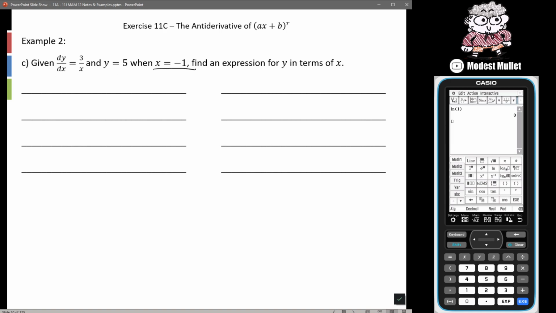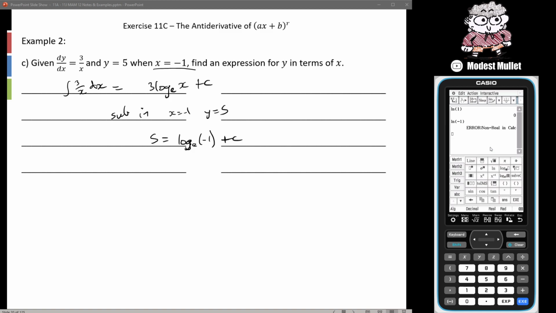Okay. Let's do it again, but we're told x is equal to -1. So the integral of 3 on x dx is equal to, we figured out, 3 log base e of x plus c. We're going to sub in x equals -1, y equals 5. So we get 5 is equal to log to the base e of -1 plus c. So log to the base e of -1, I don't think that has a solution. Yes, it has no solution.